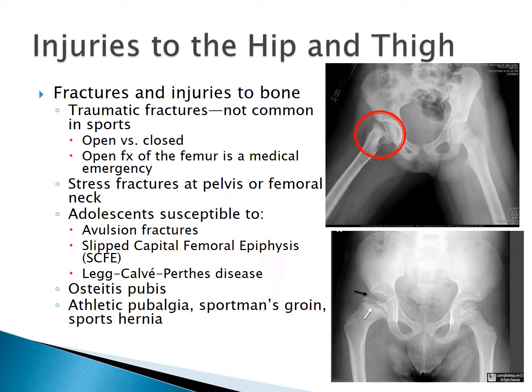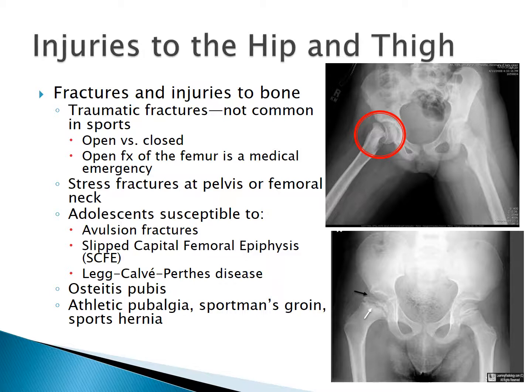Two other injuries to the hip commonly found in children and adolescents that the athletic trainer must be aware of are slipped capital femoral epiphysis, or SCFE, and Legg-Calvé-Perthes disease. An SCFE is a disruption of the growth site of the femoral head. The cause is unknown and can present in either acute or chronic fashion.